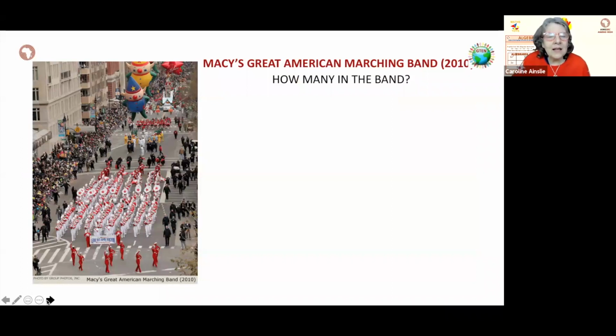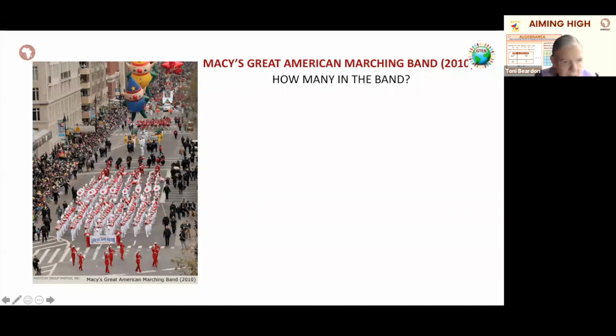Now, what we're going to be doing today is a theme which is about rectangles, areas, and multiplication. And here we have the Macy's Marching Band. Where's the maths? Well, we're going to find maths. And what we see is a rectangle, and you might ask, how many in the band? So how would we find out?